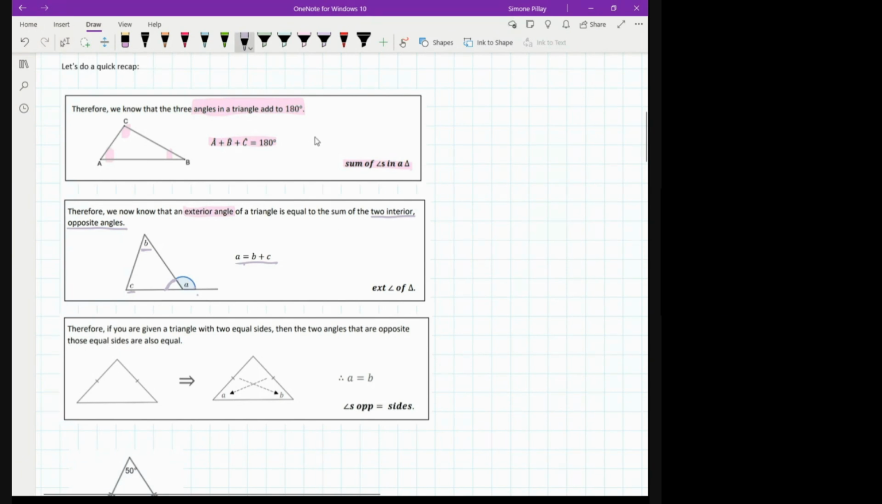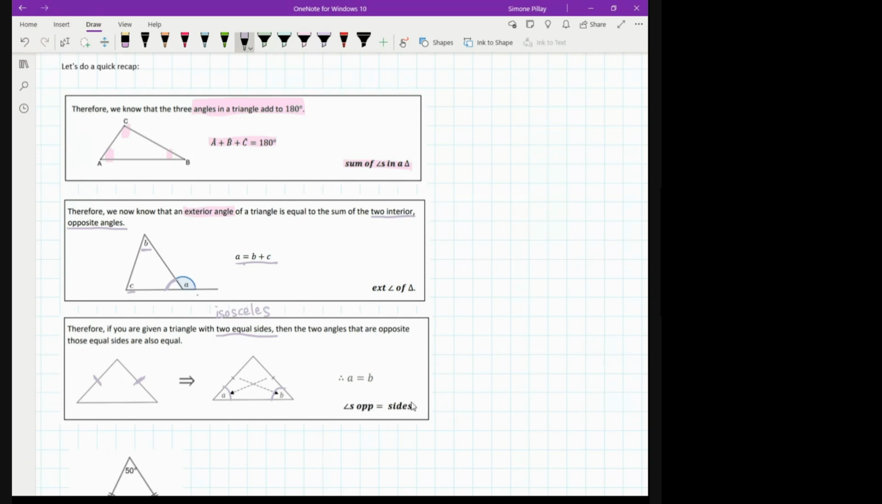And then if you are given a triangle with two equal sides, this is called, remember, isosceles. If you're given an isosceles triangle, remember an isosceles triangle has these two equal sides, then the two angles that are opposite those sides are also equal. So in other words, as you see here where the arrows are, those are the angles that are opposite my equal sides, and this rule tells me these angles are also equal.